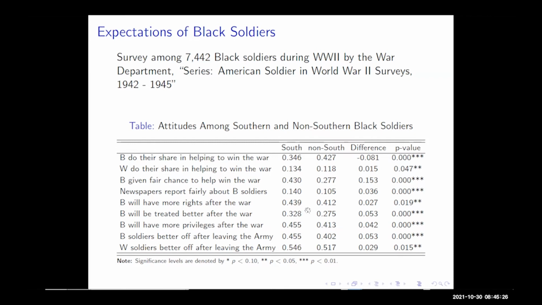And as you can also see in these two rows here, there's a clear expectation that after the war, Blacks will be treated better, right? So it's this expectation that they fight in the war, and in exchange, there's going to be some sort of reward, and that reward is better treatment and more rights.